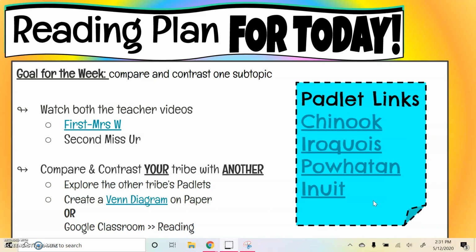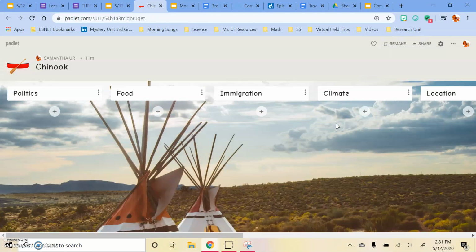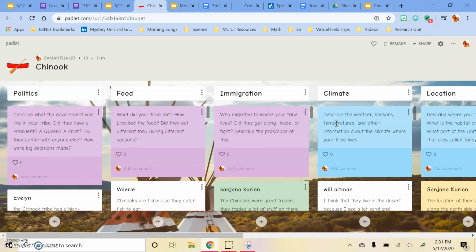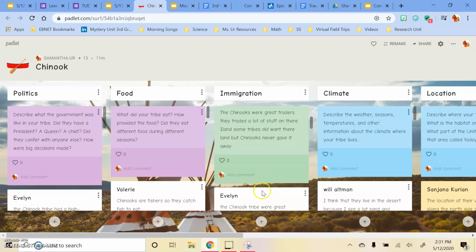So for example, if I was the Iroquois, I would maybe go into the Chinook Padlet and read about what the Chinook people found out about their tribe. So you want to be reading the information that was provided by other students.